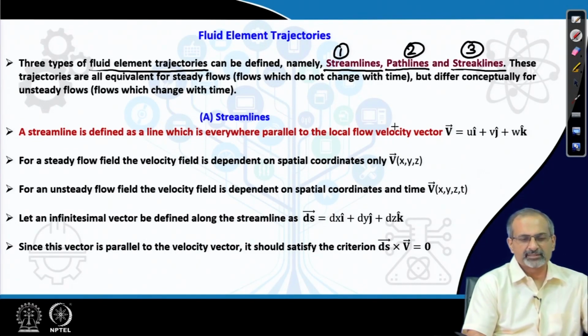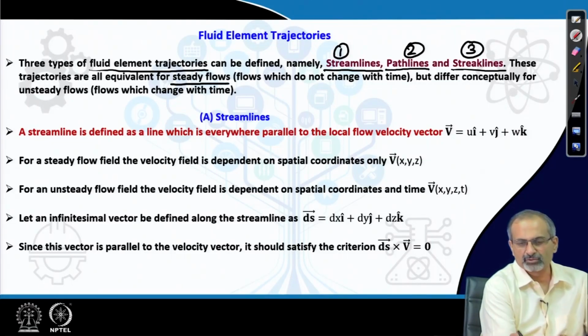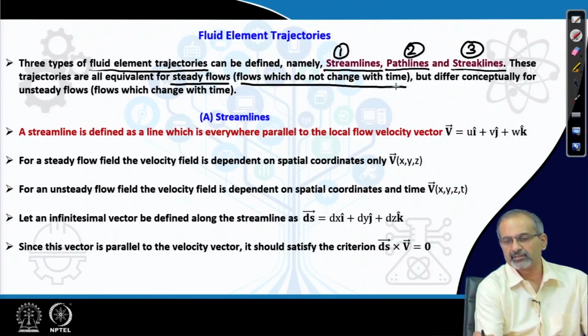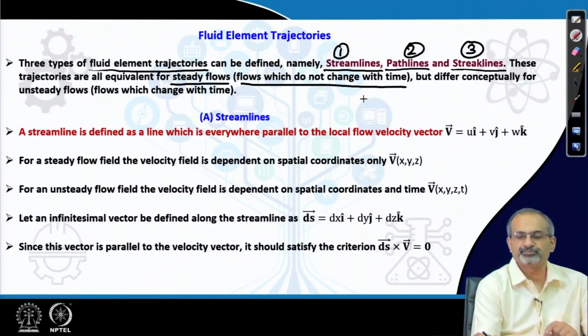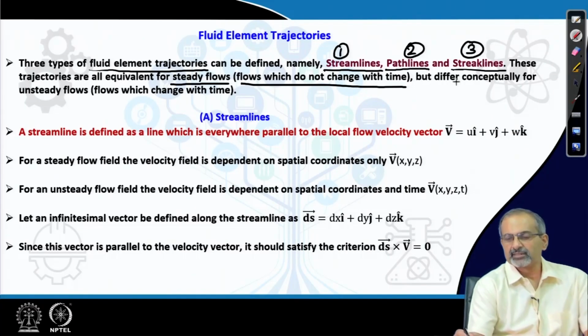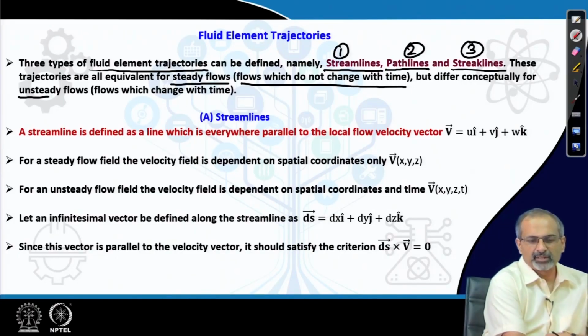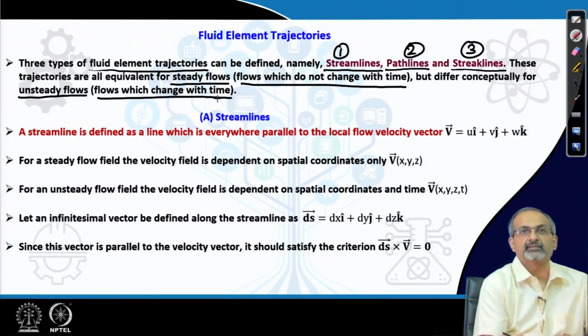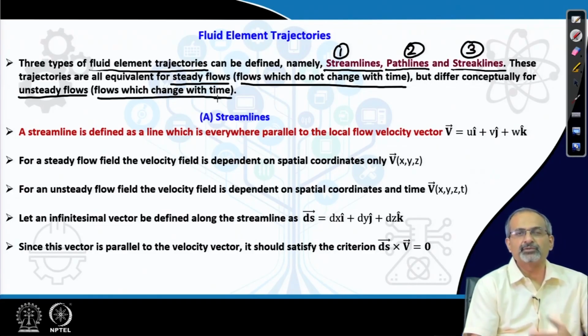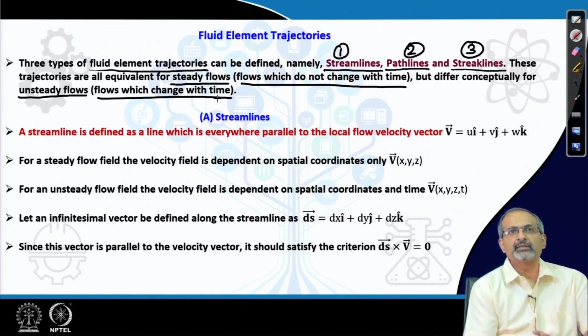These trajectories are all equivalent for steady flows. Steady flows are those which do not change with time; they are time invariant. But these trajectories would be different from each other if we are looking at unsteady flows, that means where there is a time dependence. As we formulate the 3 approaches of looking at fluid element movement, defining their trajectories, we will understand very soon why they differ when time comes in.